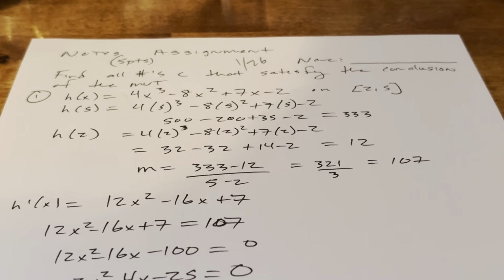So h of x is 4x to the third minus 8x squared plus 7x minus 2 in the interval. Sometimes it will say on 2 to 5. So I need to figure out what h of 5 is and h of 2. H of 5 is 333. Goodness. H of 2 is 12. So my slope is 333 minus 12 over 5 minus 2. It's 107, so that's pretty nice.